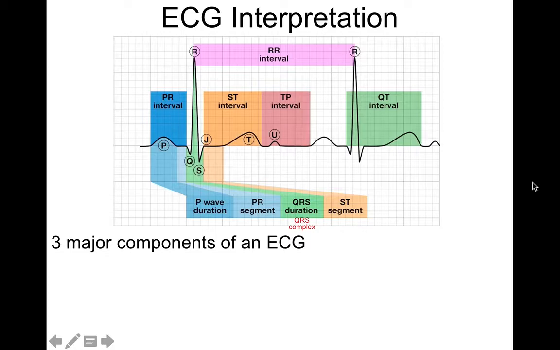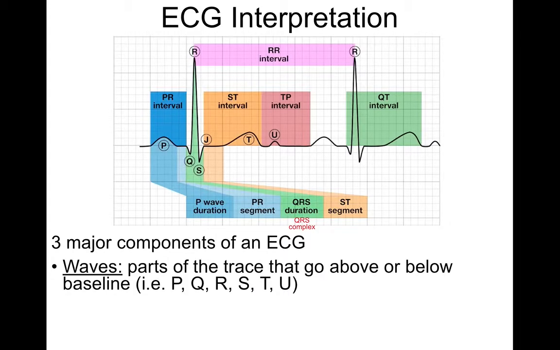So there are 3 major components of an ECG trace. We have waves, which are parts of the trace that go above or below the baseline. For example, P, Q, R, S, T, and U are the most common.